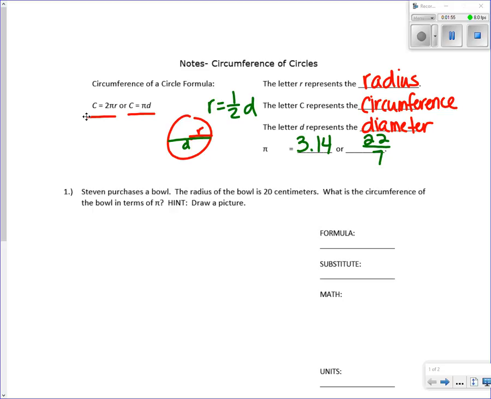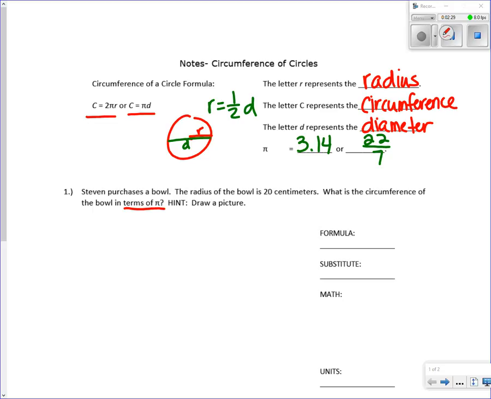Okay, so Stephen purchases a bowl. The radius of the bowl is 20 centimeters. What is the circumference of the bowl in terms of pi? Hint, draw a picture. In terms of pi means we're actually not going to calculate it. We're not going to put that 3.14 in for pi. We're going to leave pi in there. And you will see this quite often. Your math is a whole lot easier, but for some reason my students say that seems to confuse them. Just leave the pi in there and don't substitute in the 3.14 or the 22/7.